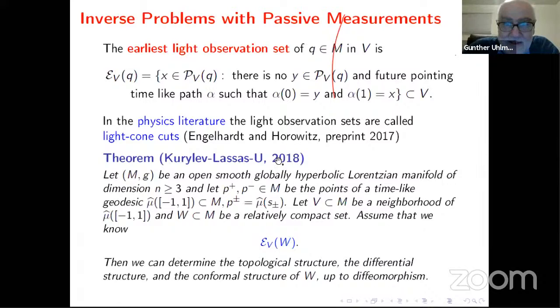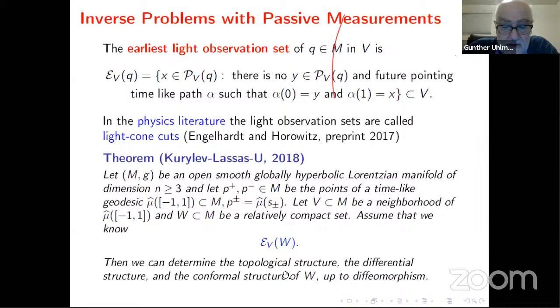published. You have a smooth globally hyperbolic Lorentzian manifold of dimension bigger or equal than 3. 4 dimensions is the physical one, and you take 2 points and you take a time-like geodesic joining the 2 points. And you take a neighborhood of this time-like geodesic, that means a world line, and W is a relatively compact set, what you want to determine. Assume that we know the light observation set. Then we can recover everything about W, the topological structure, the differential structure, and the conformal structure.